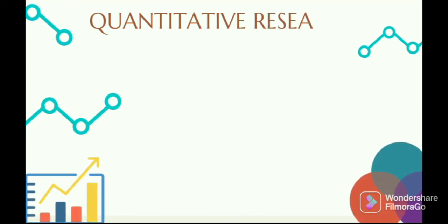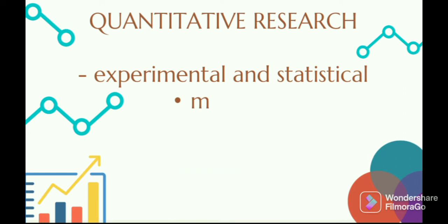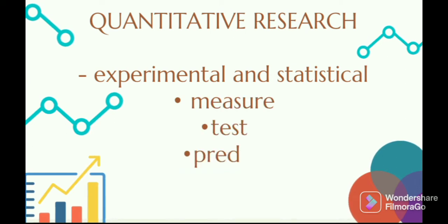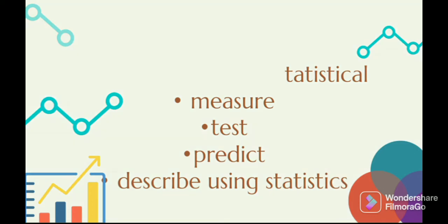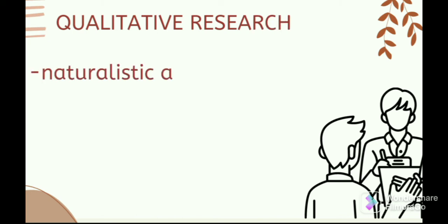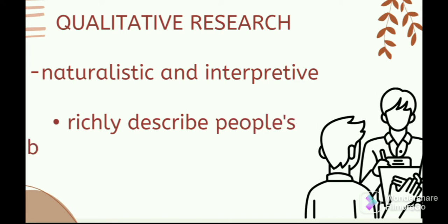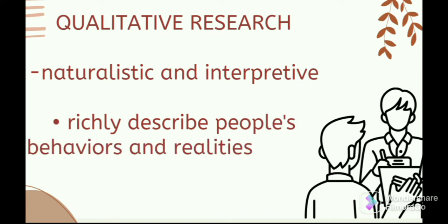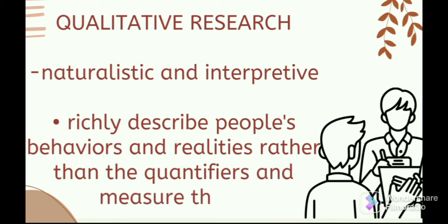The quantitative research is experimental and statistical. It measures, tests, predicts, and describes using statistics or numerical data. On the other hand, qualitative research is naturalistic and interpretive. It richly describes people's behavior and realities rather than quantifying and measuring them.